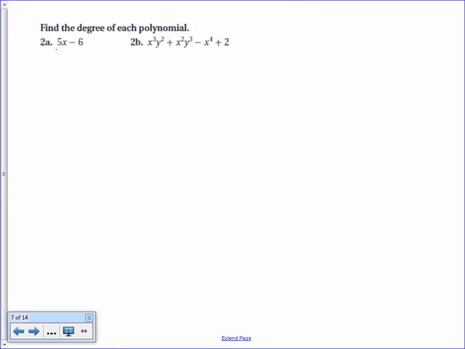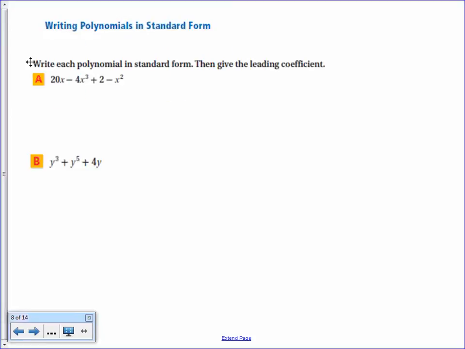So just a few more examples. We have 5x and 6. That has a degree of 1. This one has a degree of 0, so 1 for the degree on that one. So for 2b, we have a degree of 5, 5, 4, and 0. So this one has a degree of 5.